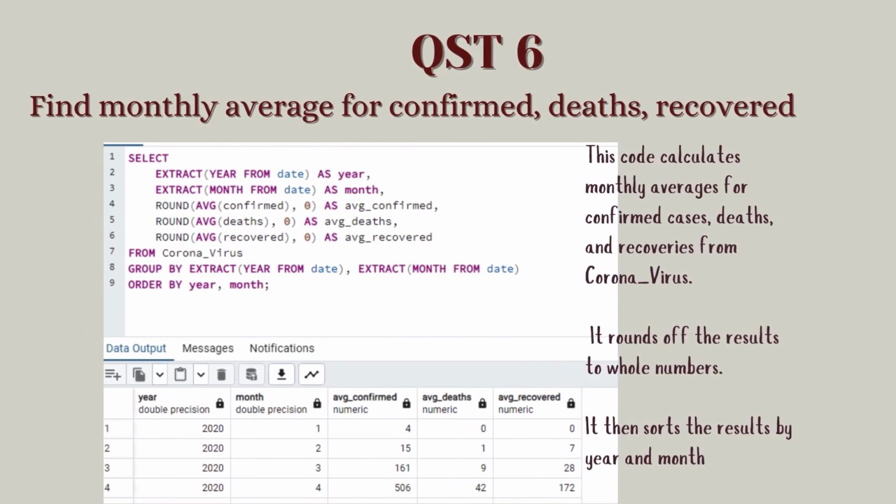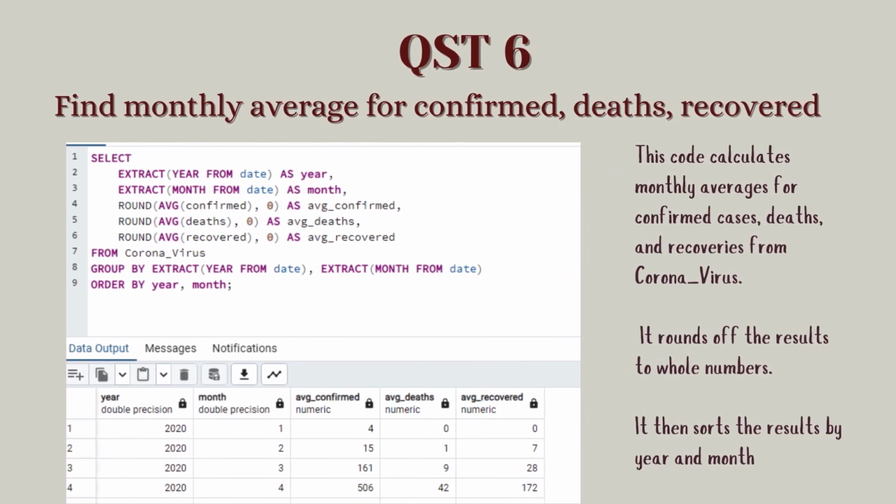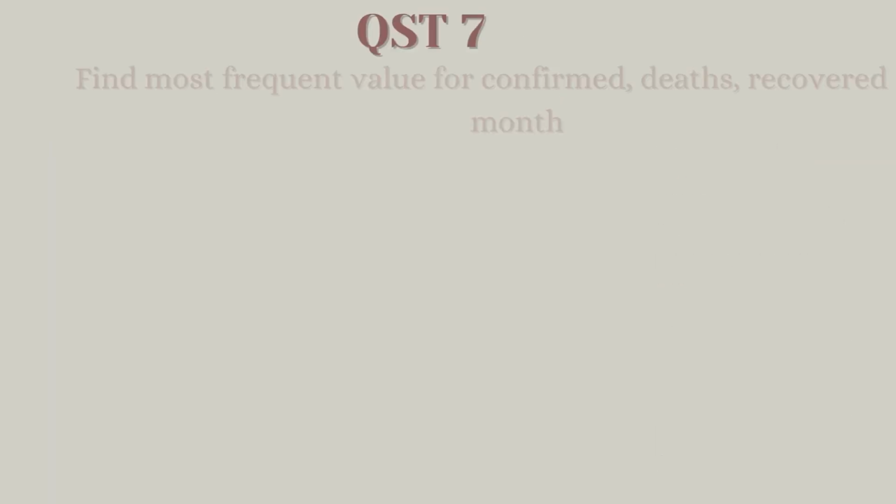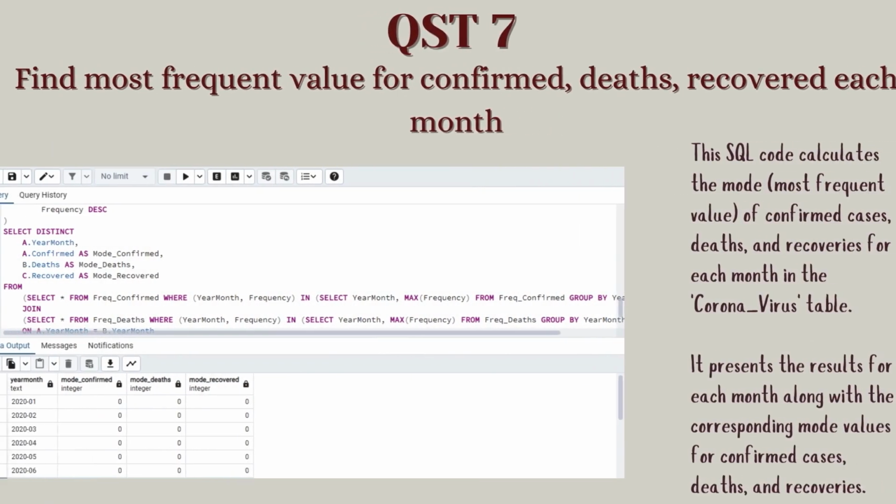The sixth analysis question is to find monthly average for confirmed cases, death cases, and recovered cases. Now, this query calculates monthly averages for confirmed cases, death cases, and recoveries in the coronavirus dataset. It rounds off the results to whole numbers, and then the results are sorted yearly and monthly.